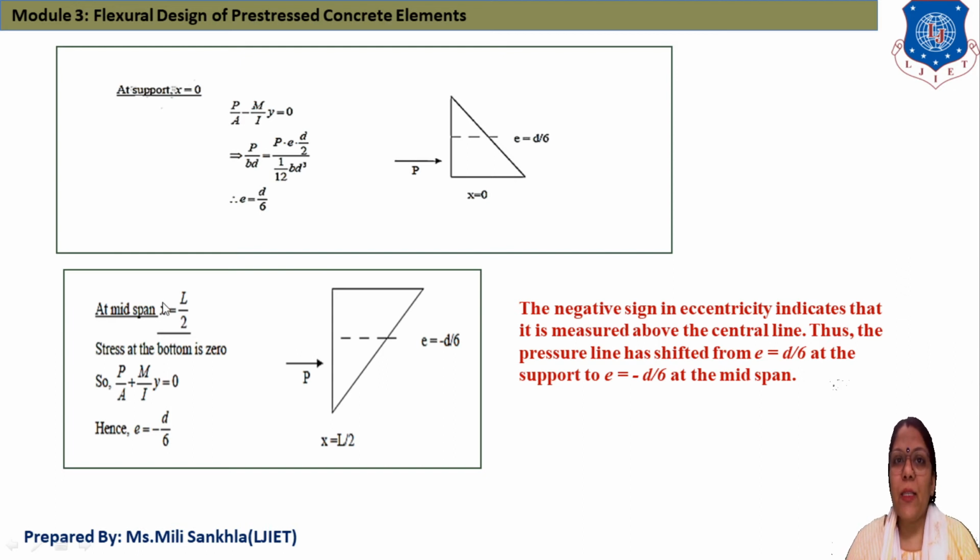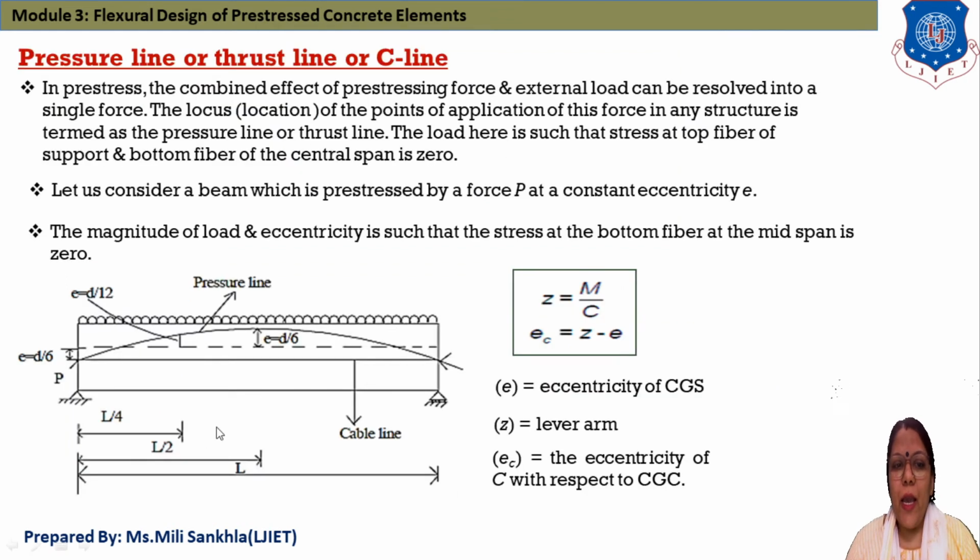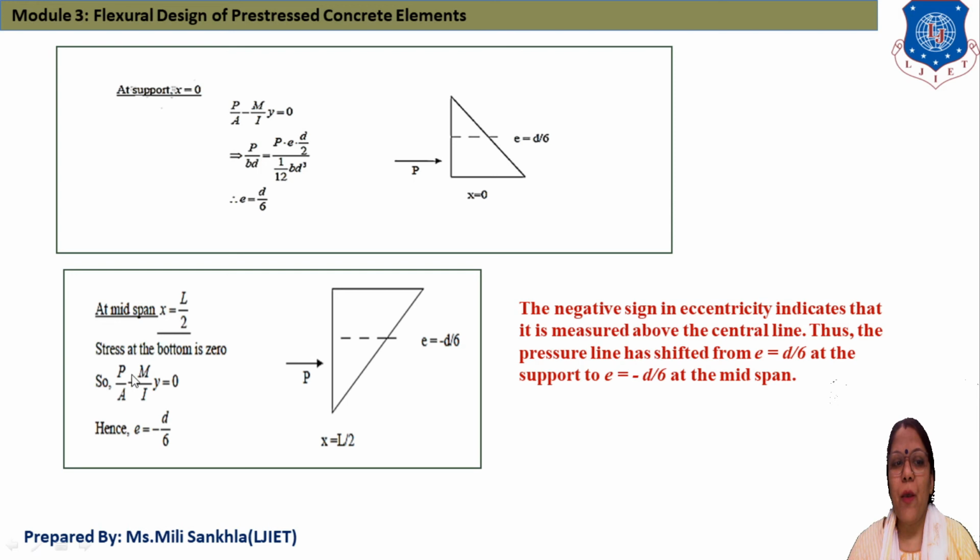Now at mid span, that means x is equal to L by 2. At mid span, what happened? At mid span, the inner portion is subjected to compressive forces. That means positive. P by A, M by Z, I by Y, put the value. After solving, we get e is equal to minus D by 6. And at the middle portion, D by 6, that means the top is subjected to maximum forces, and the bottom is subjected to zero forces, and at support the bottom is maximum and the top is 0.